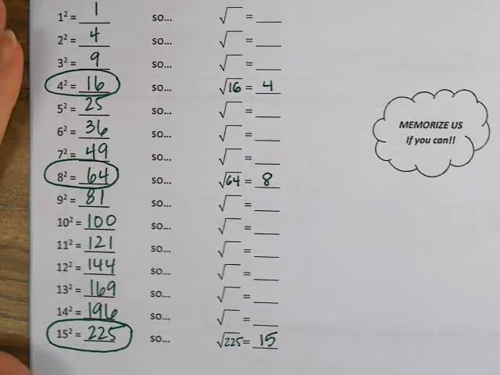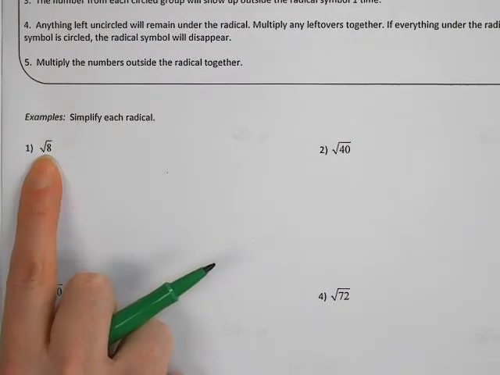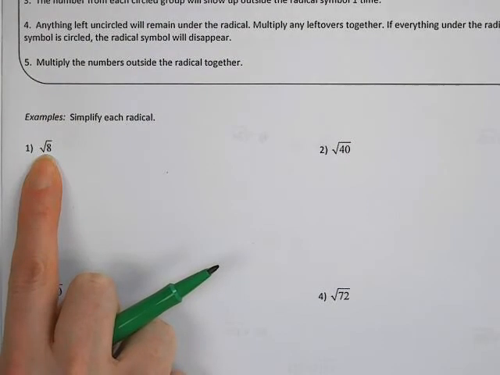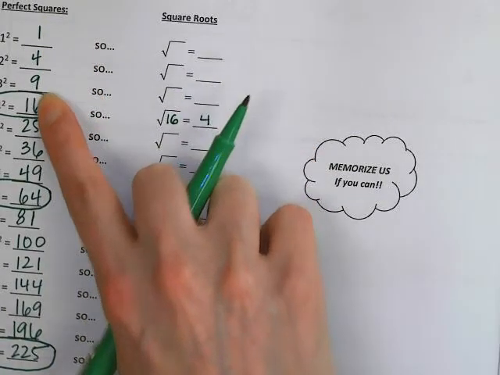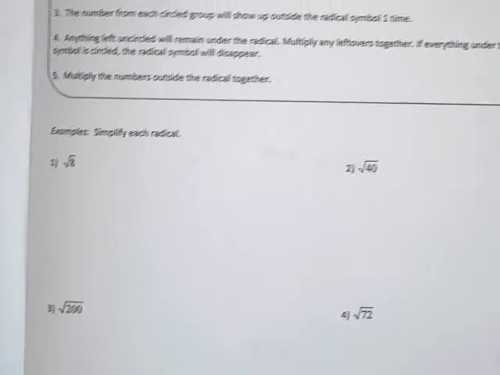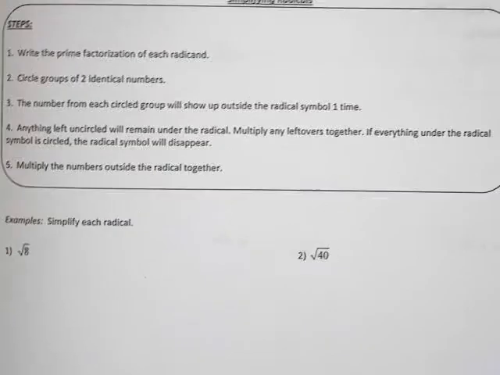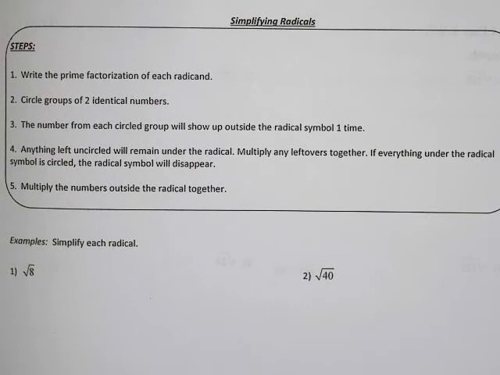Okay, but sometimes we're going to see a number that's not on our list, like square root of 8. If you look, 8 is not one of our perfect squares. So we're going to have to learn how to do this. If it's not a perfect square, this is what you guys do. What we're trying to do is simplify these so we can pull out any perfect squares.